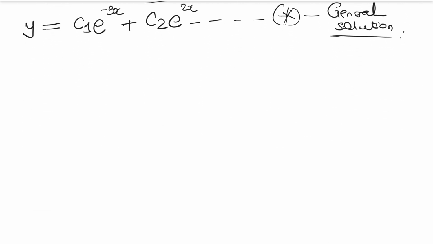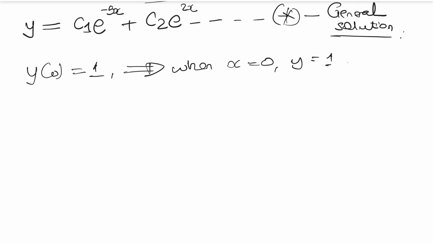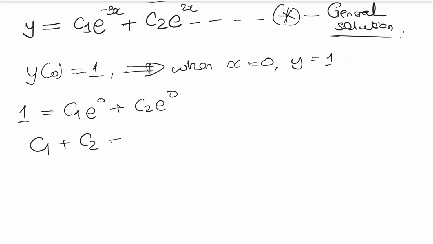So what we do, the first initial condition says that when x is equal to 0, y is equal to 1. So from the equation, 1 is equal to c1 e to the power 0 plus c2 e to the power 0. That is, c1 plus c2 is equal to 1. This is equation 1.